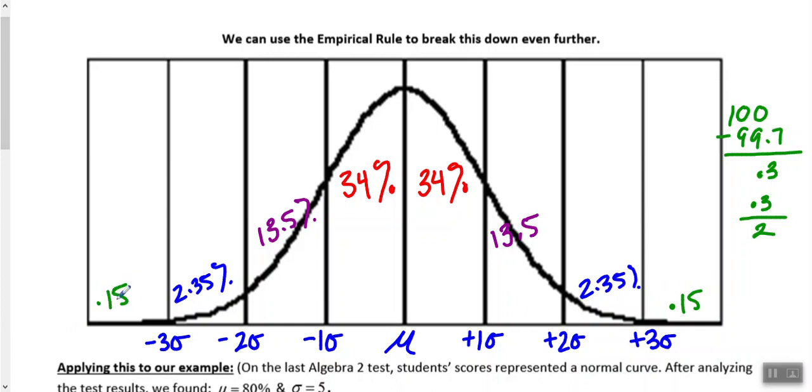And these are numbers that you will want to memorize. They are not given to you. You're expected to know how to break them down. So it's easy to just remember 34, 13.5, 2.35, 0.15, because it's the same on the other side.